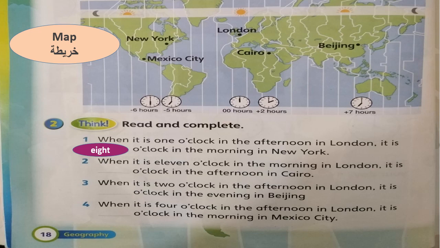2. When it is 11 o'clock in the morning in London, it is 1 o'clock in the afternoon in Cairo. 3. When it is 2 o'clock in the afternoon in London, it is 9 o'clock in the evening in Beijing. 4. When it is 4 o'clock in the afternoon in London, it is 10 o'clock in the morning in Mexico City. So, the time is very different from one city to another.